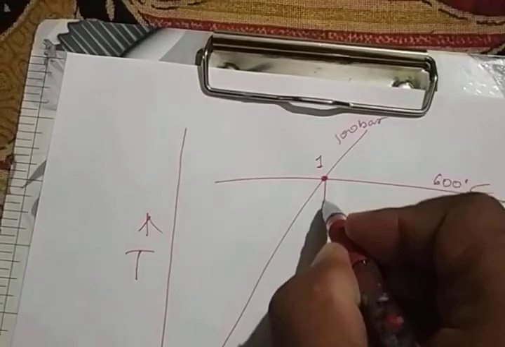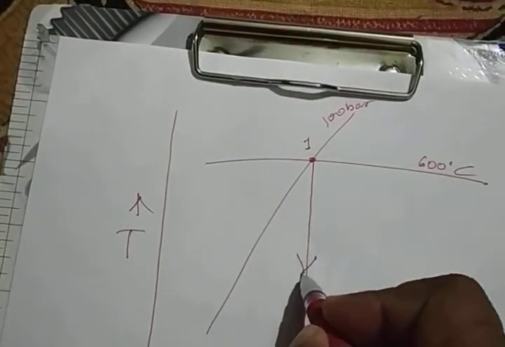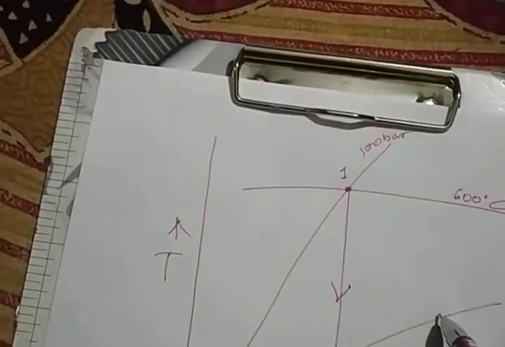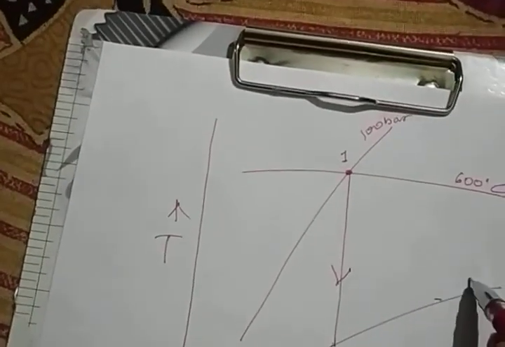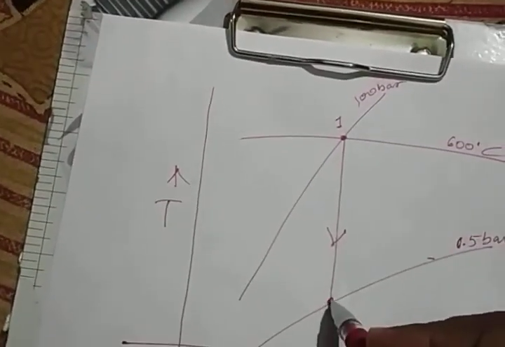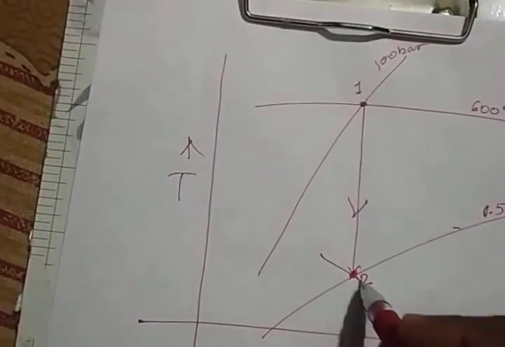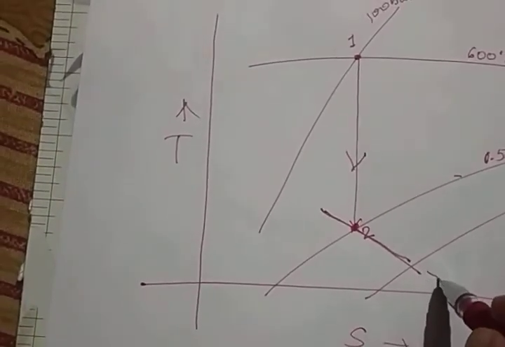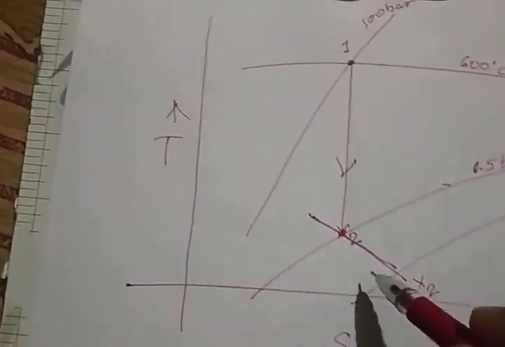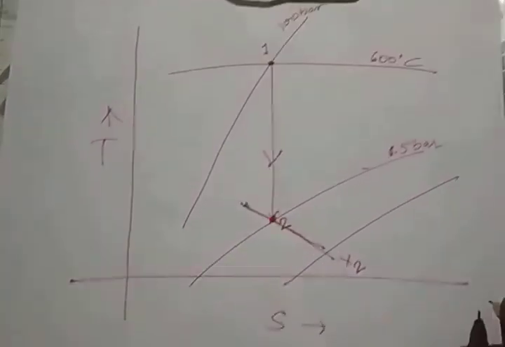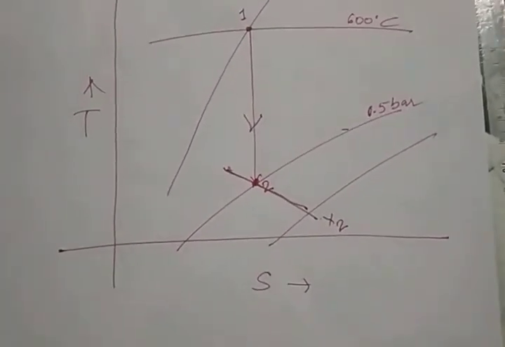Then similarly move downwards, that is vertically downwards, wherever it intersects with one more pressure, that is the condenser pressure, what we call it. That is, if it is 0.5 bar, wherever it coincides, that will give me the value of h2. And then the corresponding inclined line, whatever I am showing here, gives me the dryness fraction x2. This is how you are going to find out the values from the Mollier chart.